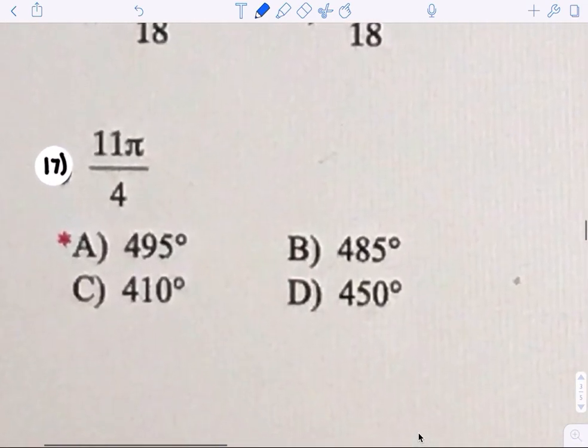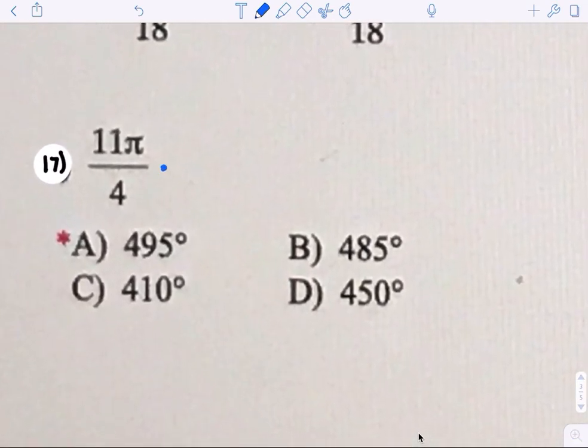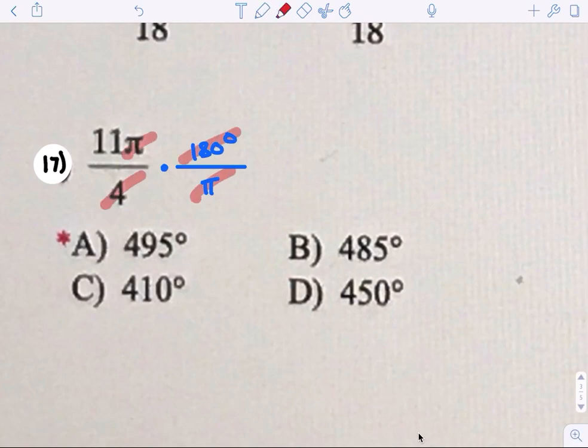17, this is in radians, so we have to get it into degrees. So pi on the bottom, 180 on top. These cancel. Now we can cancel off the 4 with the 180, and 180 divided by 4, you guys, is 45 degrees. So we really have 11 times 45, which is 495.